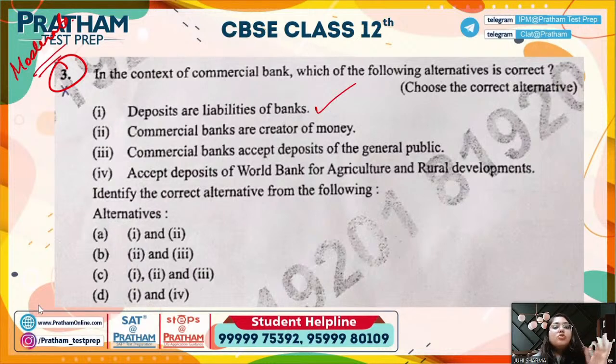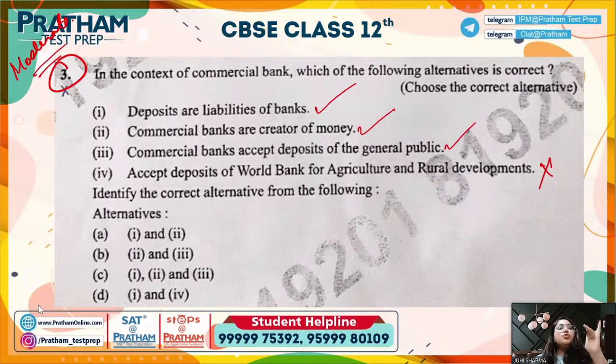Second is that commercial banks are the creator of money. Absolutely correct, because money multiplies, money is created, that is true. Then commercial banks accept deposits of the general public, that is also true. And the last is that commercial banks accept deposits of World Bank for agriculture and rural development. That is actually not true.